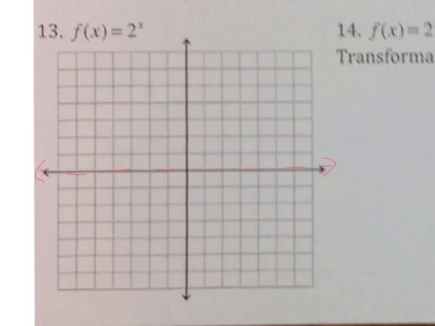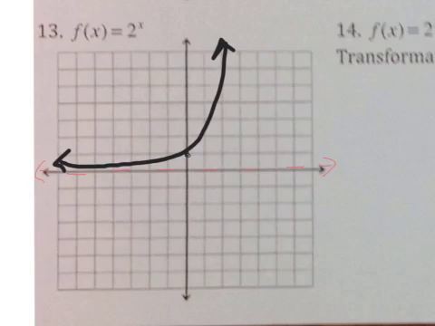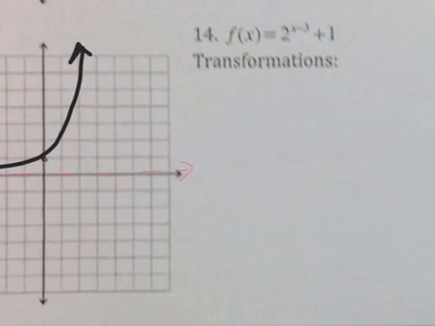So our graph crosses at (0, 1). I always like to put my point there just to remember that that's where it's supposed to be. And then when I go to draw my graph, I'm going to let it get really close to 0, and then it's going to grow pretty quickly over on the right side. So that's my parent function. That's all it was asking you to do there.